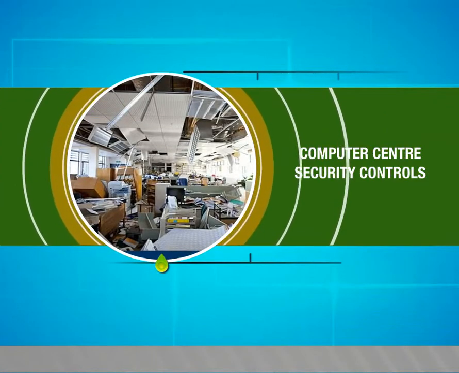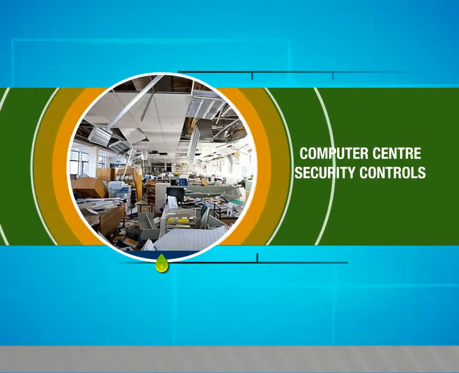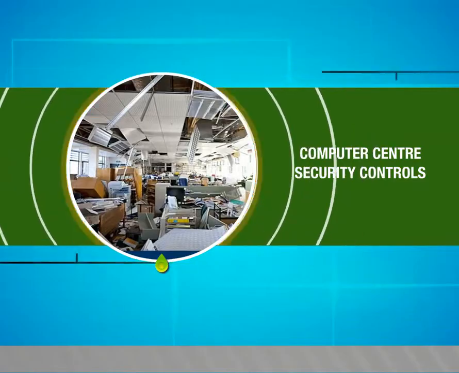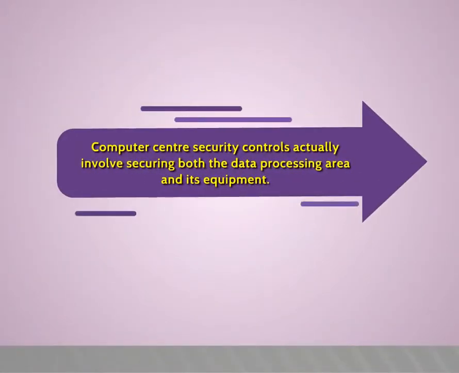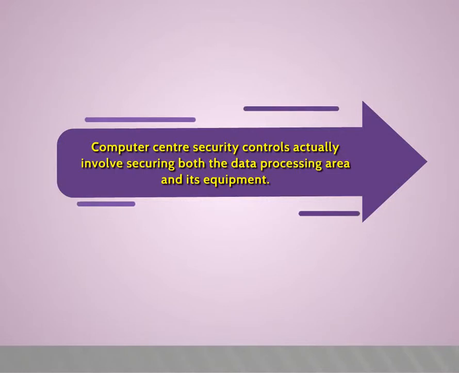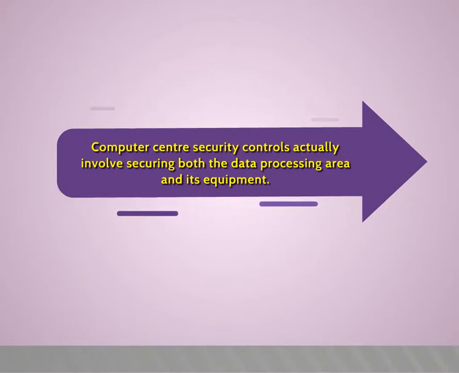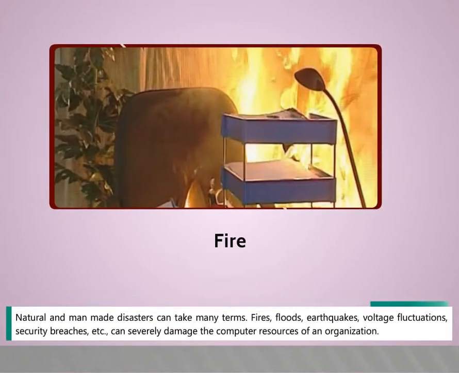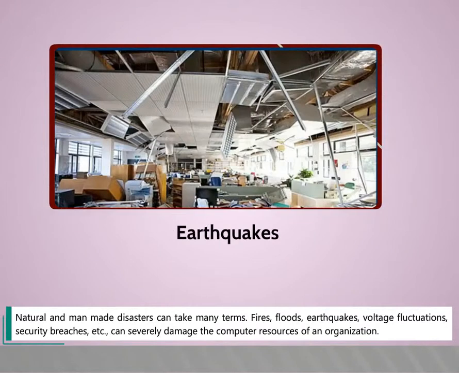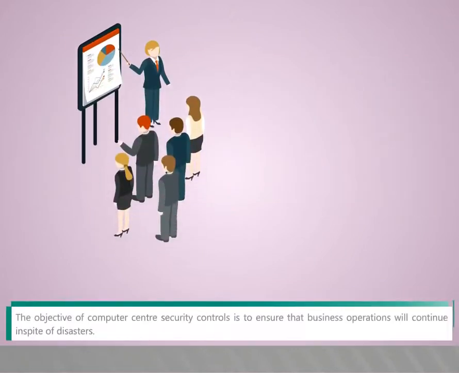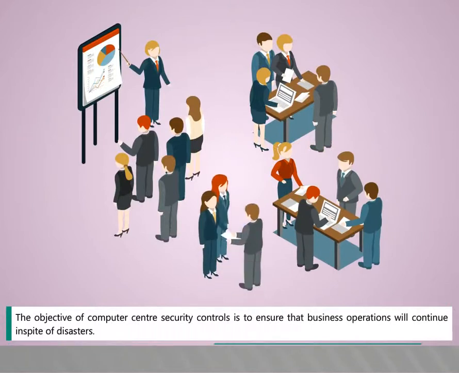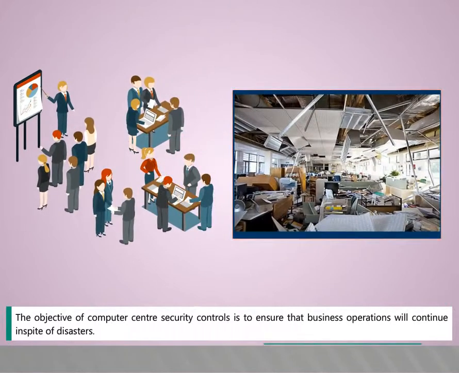Computer Center Security Controls. In this video, we are going to see about Computer Center Security Controls. Computer Center Security Controls actually involve securing both the data processing area and its equipment. Natural and man-made disasters can take many forms: fires, floods, earthquakes, voltage fluctuations, security breaches, etc. These can severely damage the computer resources of an organization. The objective of Computer Center Security Controls is to ensure that business operations will continue in spite of disasters.